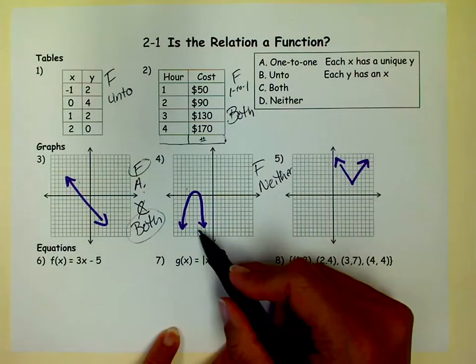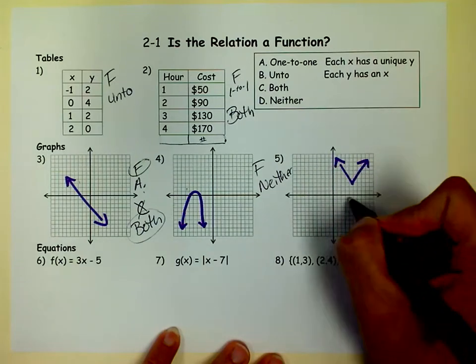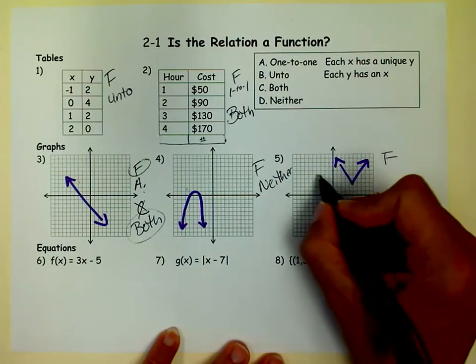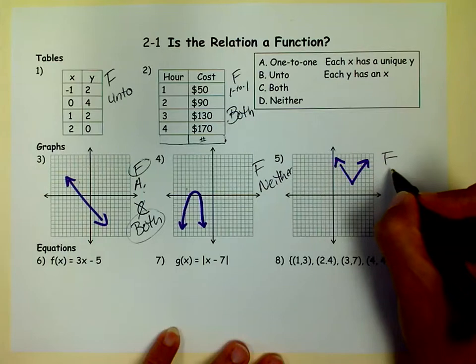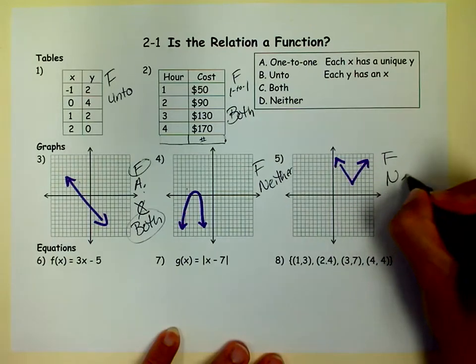Similar to this, because it's kind of a similar shape. It's a V and not a U, but vertical line test works. It's a function. Horizontal line test does not work. It's not a one-to-one function. There's a bunch of y's down here that don't have x's, so it's not onto. So it's neither.